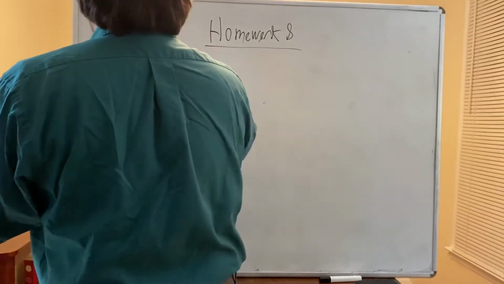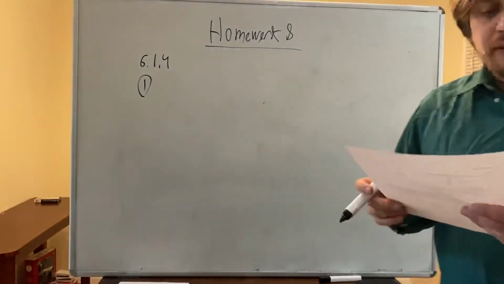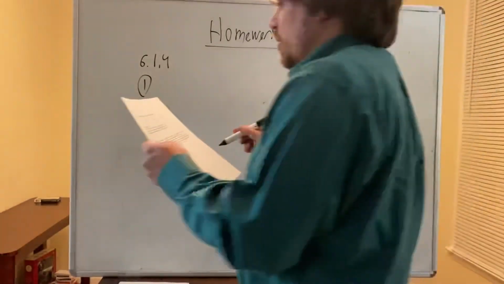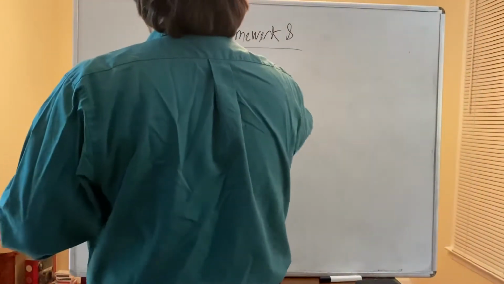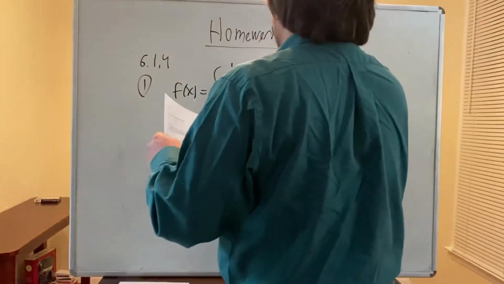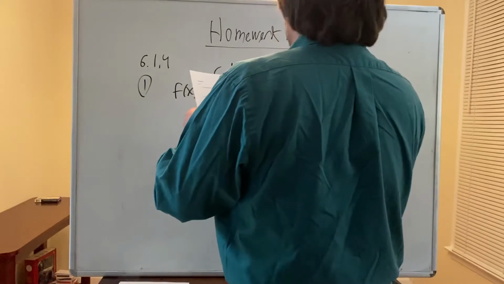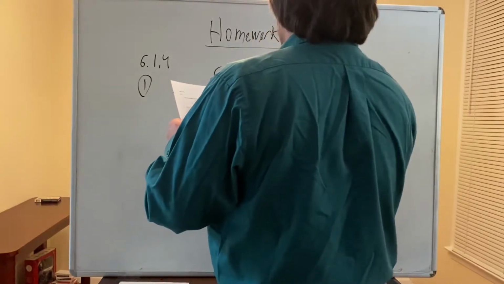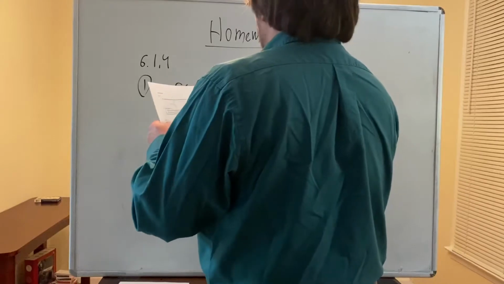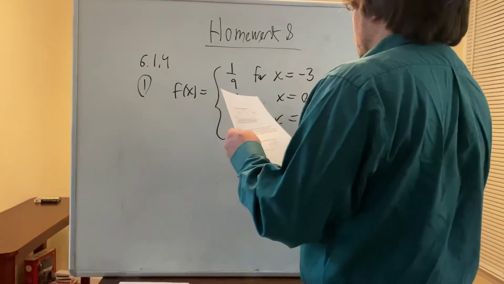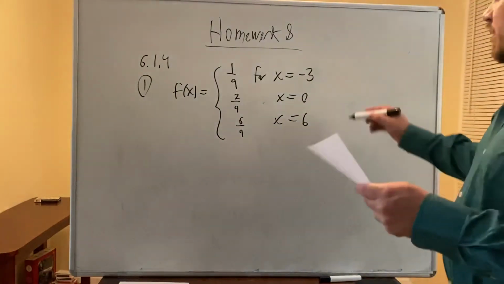For 6.1.4, the first problem we'll look at is number 1. X is a discrete random variable with this given probability function. Find E of x. So f of x is your probability function. It's 1/9 for x equals -3. It's 2/9 when x is 0. And 6/9, which is 2/3, for x equals 6. Find E of x.